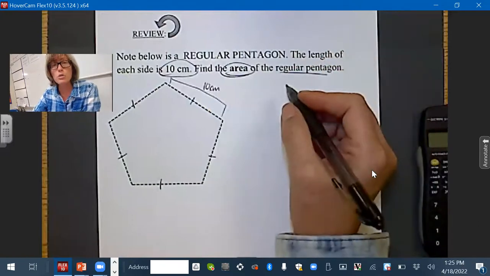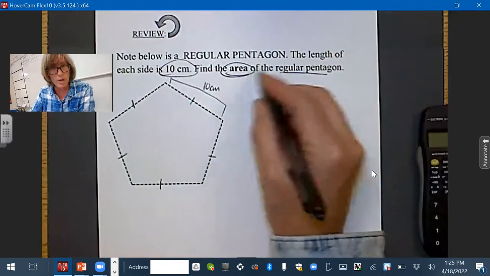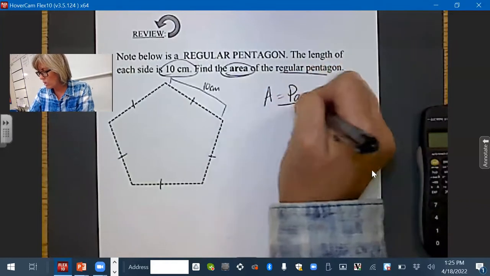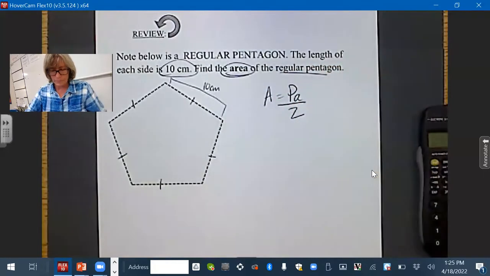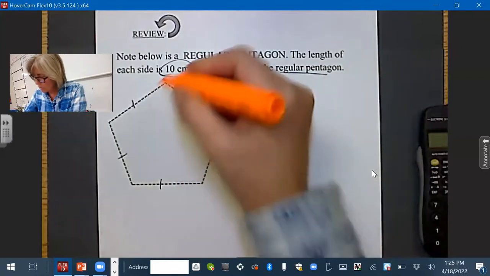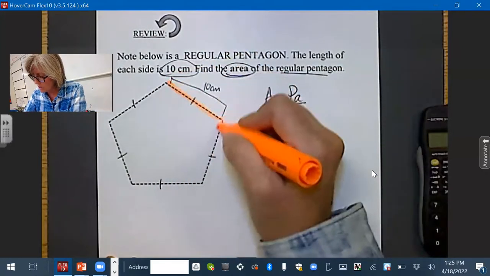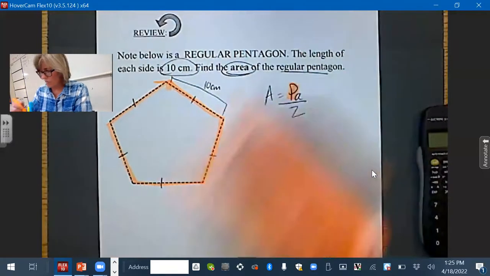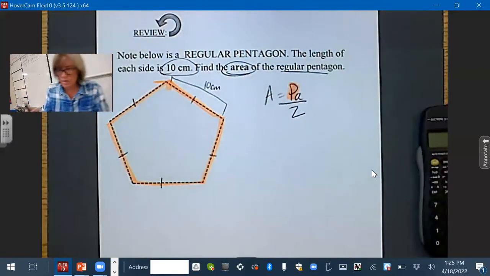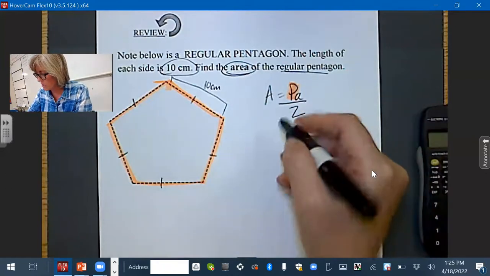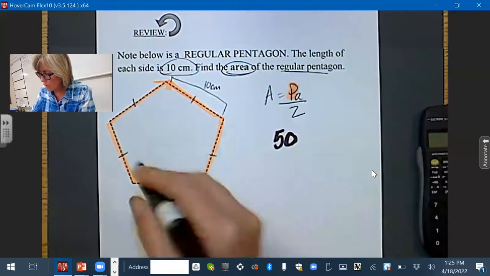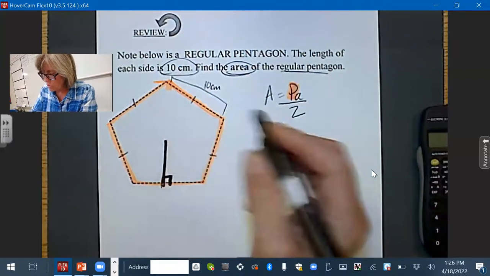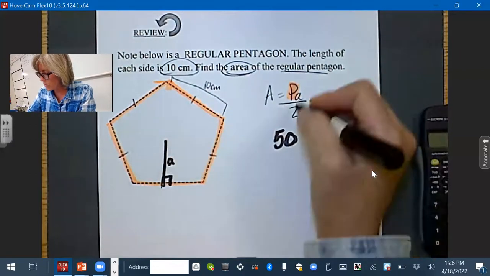The first thing, of course, is you simply want to write the equation for area of a regular polygon. Area equals pa over 2. So you come here and we trace our perimeter. Our perimeter is 50, of course, 5 times 10. We are missing our apothem, which is right here. We need that.